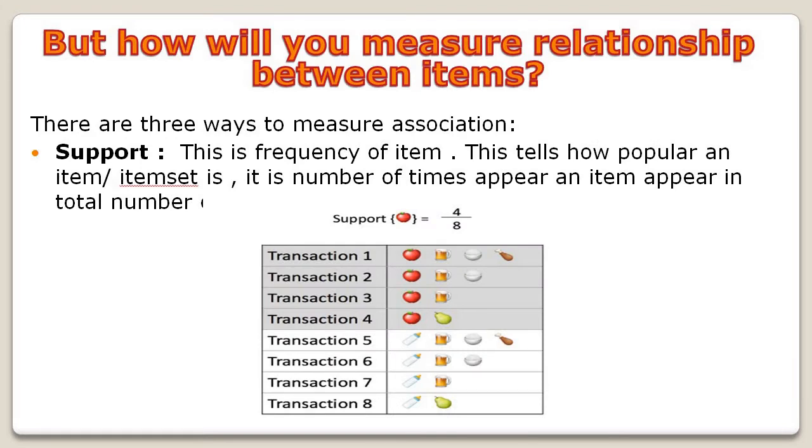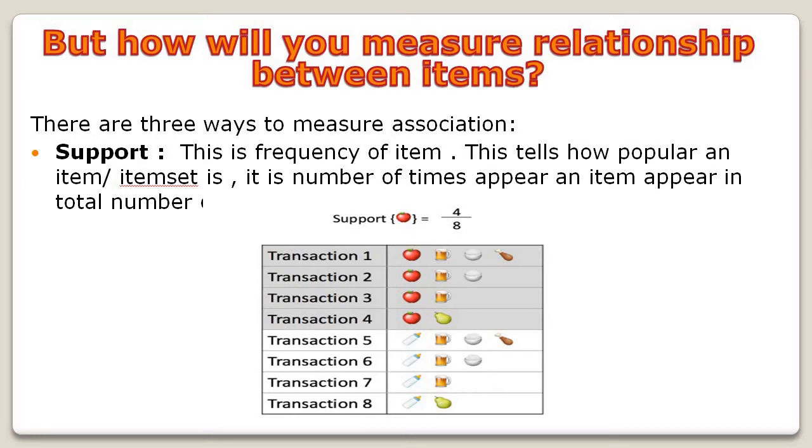We will discuss how to measure this relationship. Even if we do market basket analysis and find the association among different products, how will you understand the relationship between items, as the relationship given by the model is a numeric value and cannot be plotted on a graph? So to understand this numeric value, we need to understand three concepts by which we can measure the relationship between different products. First is support.